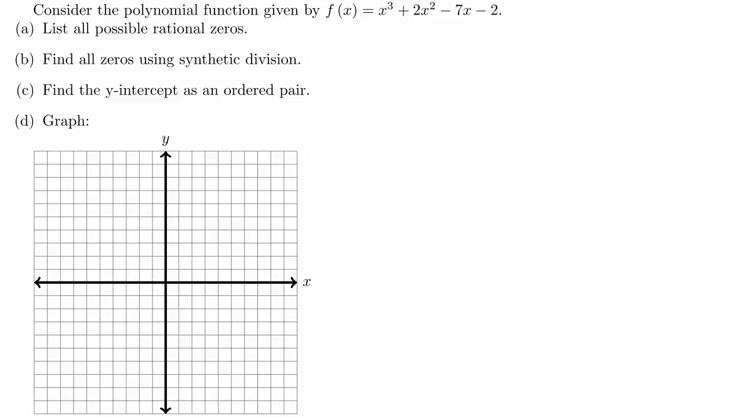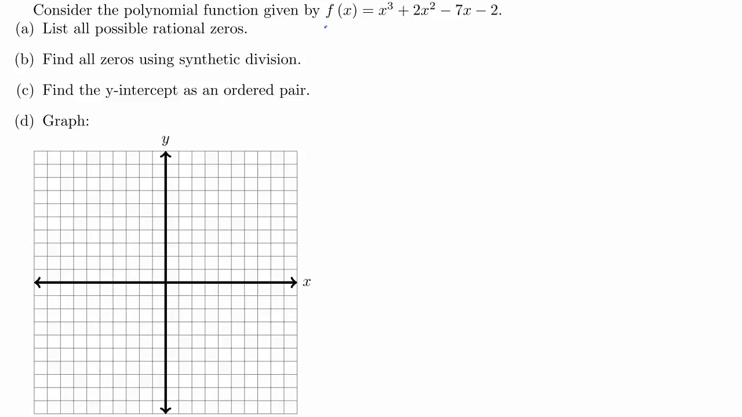Hello. In this problem, I want to consider the polynomial function given by f of x equals x cubed plus 2x squared minus 7x minus 2. I want to list all possible rational zeros, find all zeros using synthetic division, and find the y-intercept as an ordered pair. And then I want to graph.